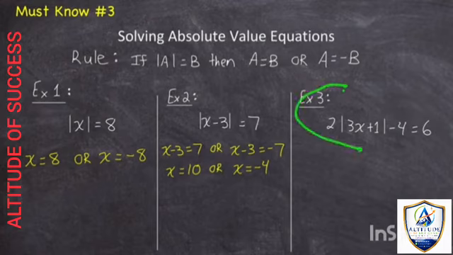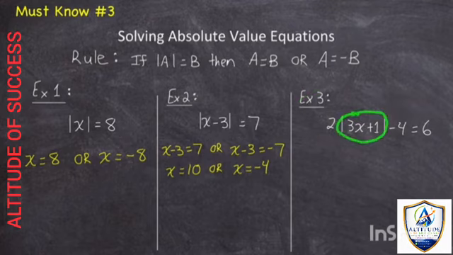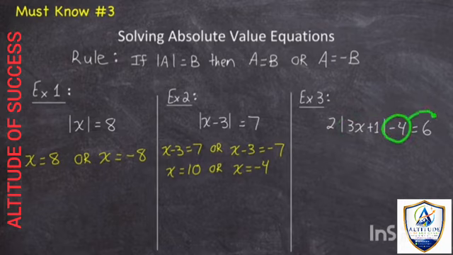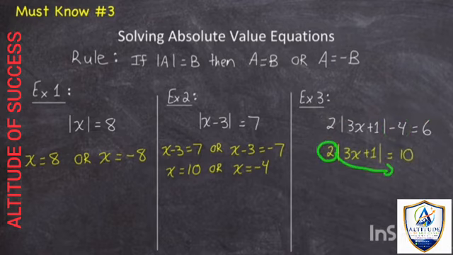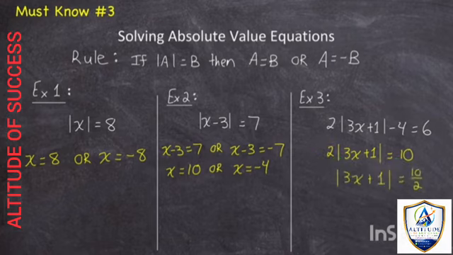Moving on to example 3, it's a little bit different because this absolute value function is not isolated. So that's going to be our first step in this process, getting that absolute value of 3x plus 1 isolated. I'll start by taking this negative 4 and moving it to the other side by adding 4. And then I'll take this 2 and divide it to the other side, giving me 10 divided by 2 on the right. And 10 divided by 2 is 5. And now for this equation to be true, the quantity inside of the absolute value, this 3x plus 1, would have to be equal to 5 or negative 5.